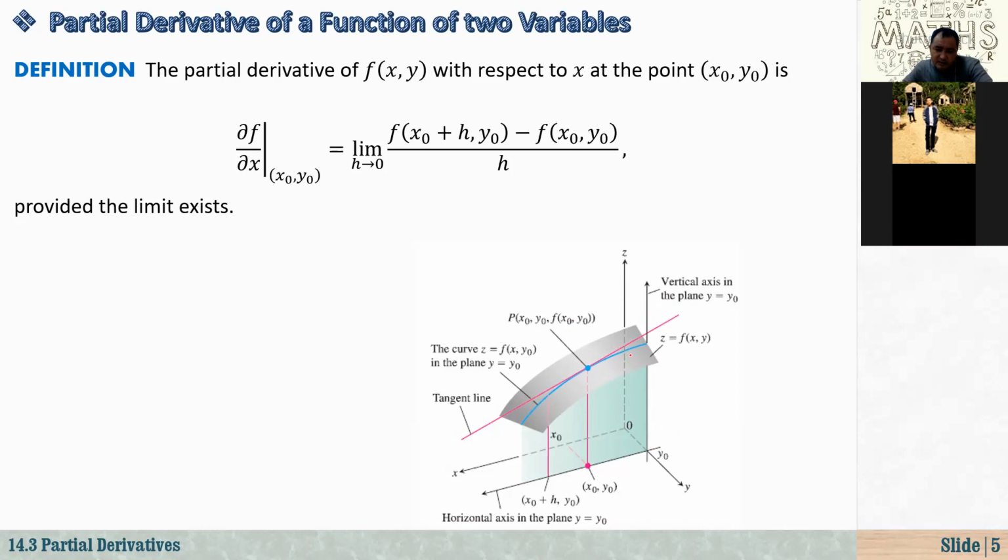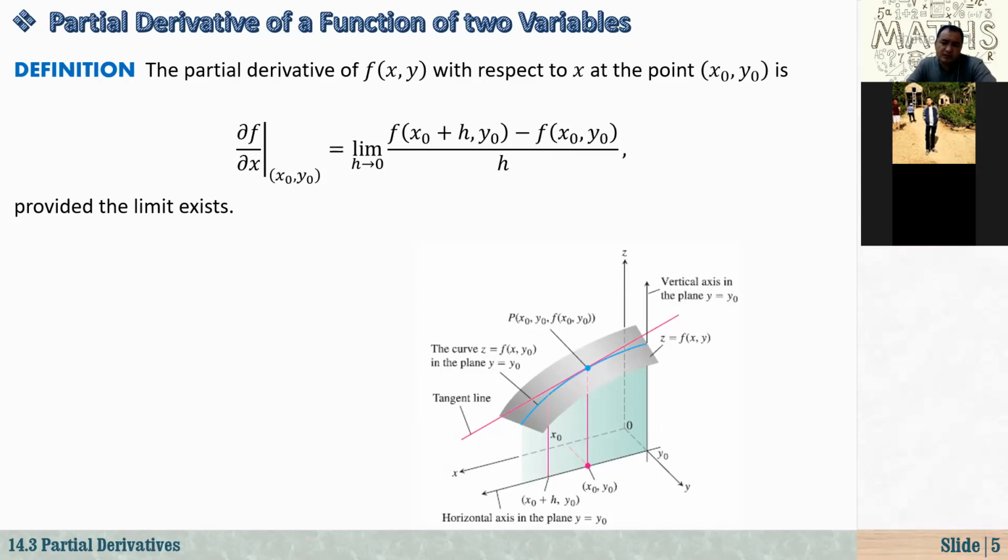It's a plane that passes through this red line. If you look from the front side of this graph, you will see a curve. That blue is a curve. At this point, y is constant. What is changing here? x is changing, but y does not change. So we are given an increment to x, x sub 0 plus h, with y sub 0 constant, minus f of x sub 0, y sub 0, over h, provided that the limit exists. If this limit exists, then we define this limit as the partial derivative of f with respect to x at x sub 0, y sub 0.